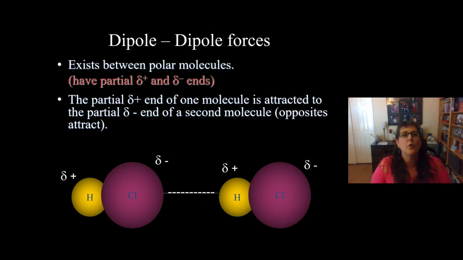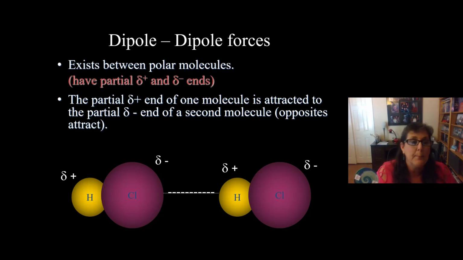The second force is dipole-dipole forces. This exists between polar molecules, and it's permanent. So the key words here are polar and permanent. So we're talking about molecules that always have a little bit minus and a little bit plus end. They're always like that, like HCl, which you can see there.